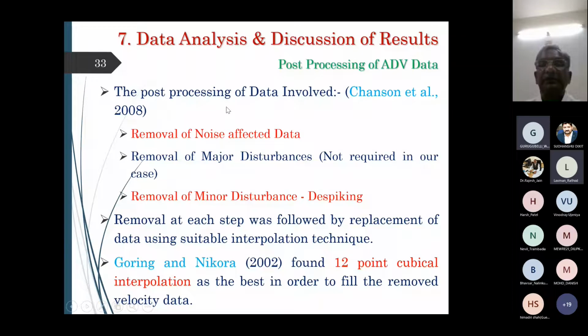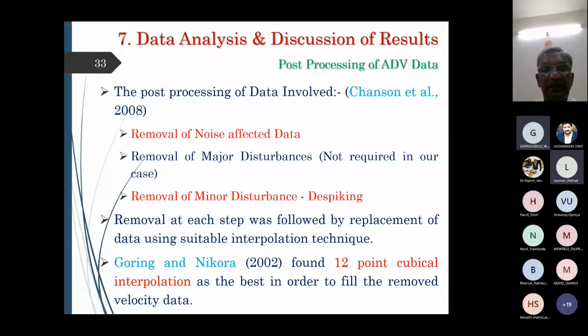Okay, so I have told you about the post-processing: the moment you have collected the data, you have to post-process the data for removal of noise and removal of minor disturbance. This removal of noise is done due to the presence of noise in your collected data, by keeping the SNR, signal-to-noise ratio, at a 15 dB limit, and also a correlation factor of 70, right? And then we have to remove the data which are contaminated in the time series, and then carry out a 12-point cubic interpolation. By completing the time series using this 12-point cubic interpolation, afterwards you have to de-spike the data.